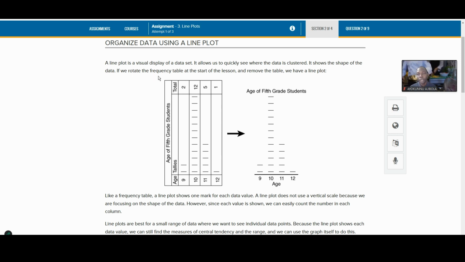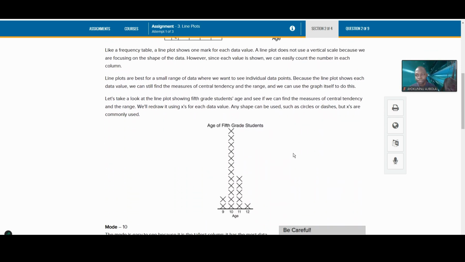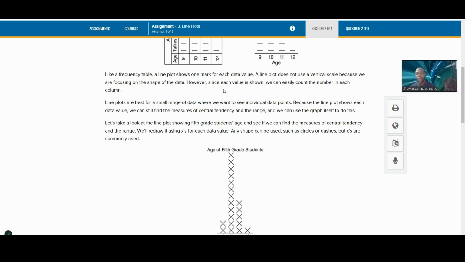If we rotate the frequency table from the start of the lesson on the previous page, it will become a line plot because of the tally. The tallies that we have here, 9 occurs 2 times, like a tally. The highest point is this 10, and so on. If we remove the table, it becomes something like a line plot. And like a frequency table, the line plot shows one mark for each data value.